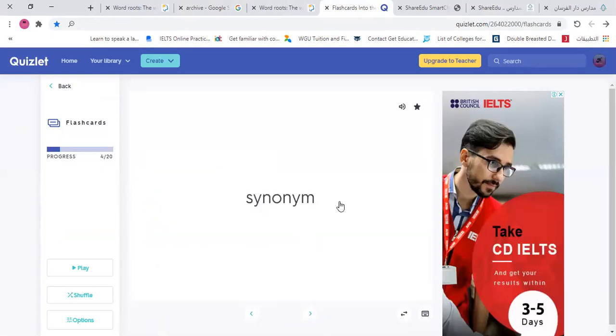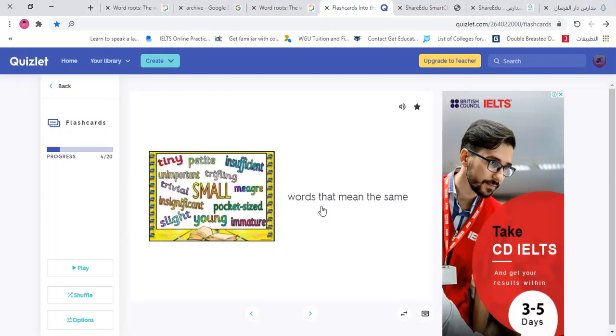Then we have synonym. Who can remind me, what does it mean, synonym? We took it before. Synonym is like a word with the two meaning, like wondering and think. Excellent. So synonym means two words have the same meaning. Two words or three words have the same meaning. So words that mean the same. Like for example, small, tiny, petite, they are all synonyms for each other.